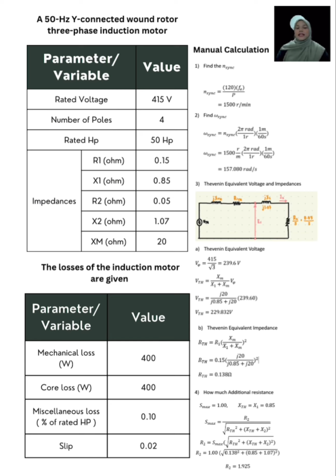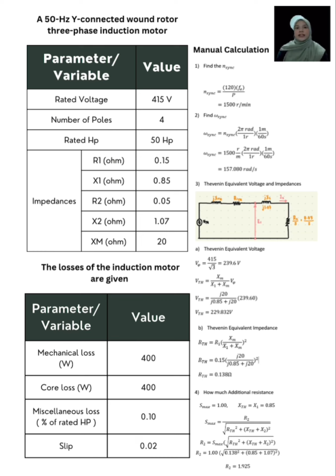which is 229.832 volts. Then the next thing we need to do is to find the impedance, and the formula for the impedance is R1 times XM over X1 plus XM, to the power of 2. We just plug in the value and we got the value of RTH, which is 0.138.